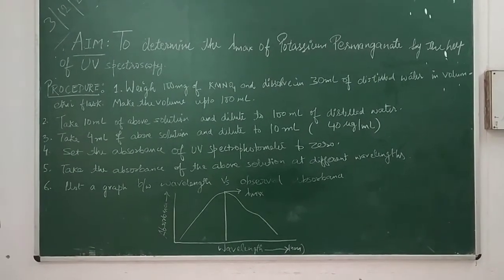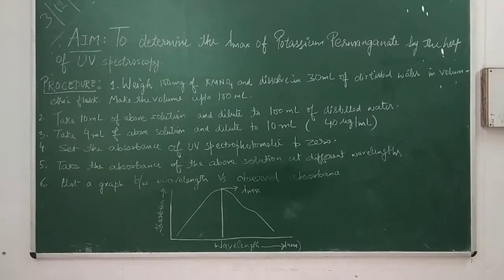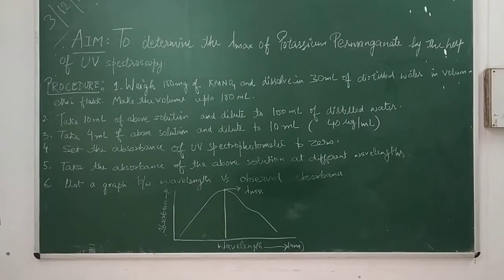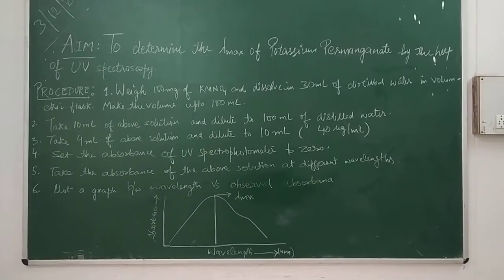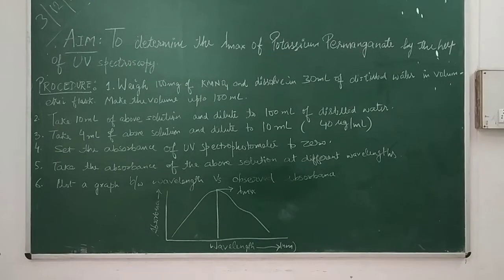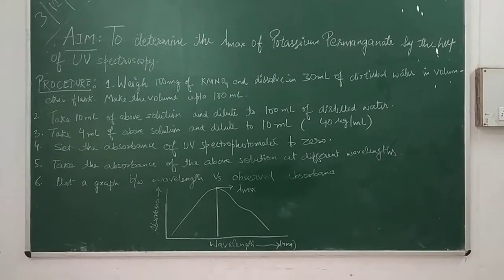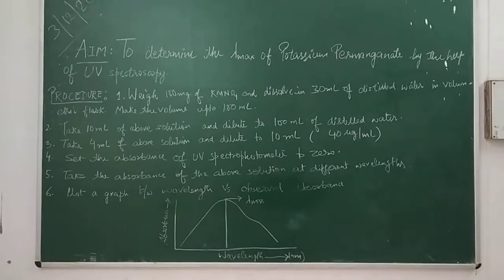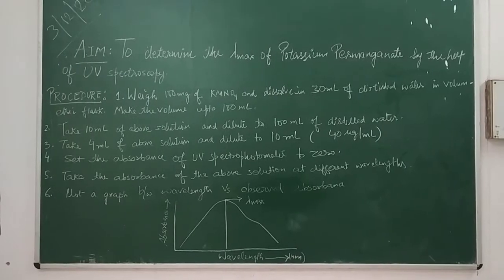Now we will make this solution in a volumetric flask and then make up the volume up to 100 ml. From the above solution, we will take 10 ml and again dilute it with distilled water. Why are we diluting it so much?